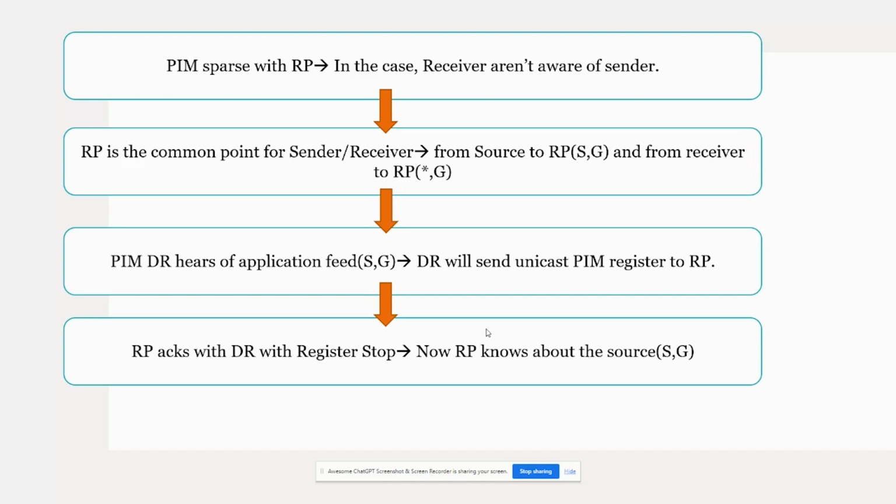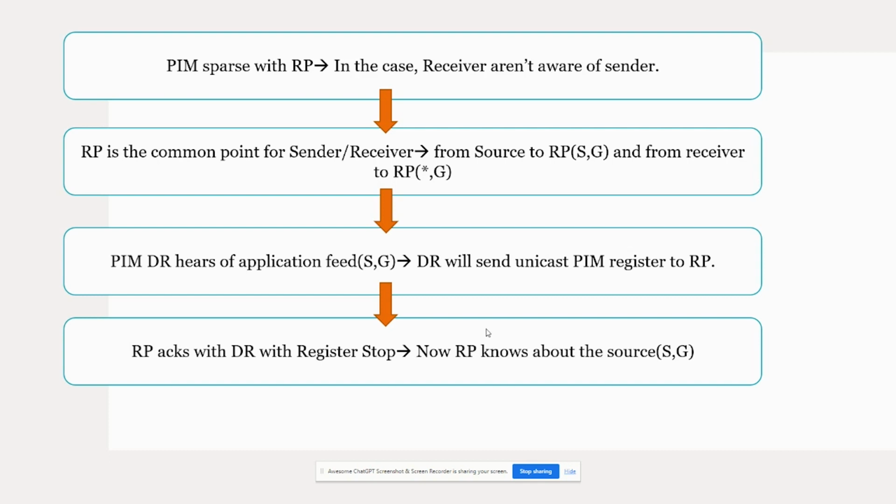So, in this video section, I'm going to talk about source specific multicast. Before proceeding to the next section, I would like to recap what we have learned so far. So far, we have learned about PIM sparse mode, which is very much dependent on the RP. And in PIM sparse mode, the receiver is not aware of the sender, so that's the design challenge which is addressed by source specific multicast.